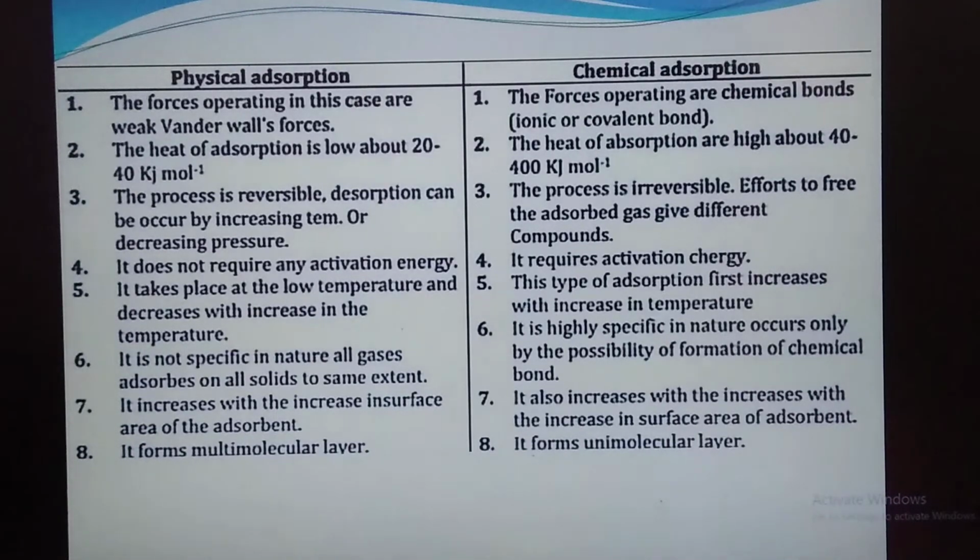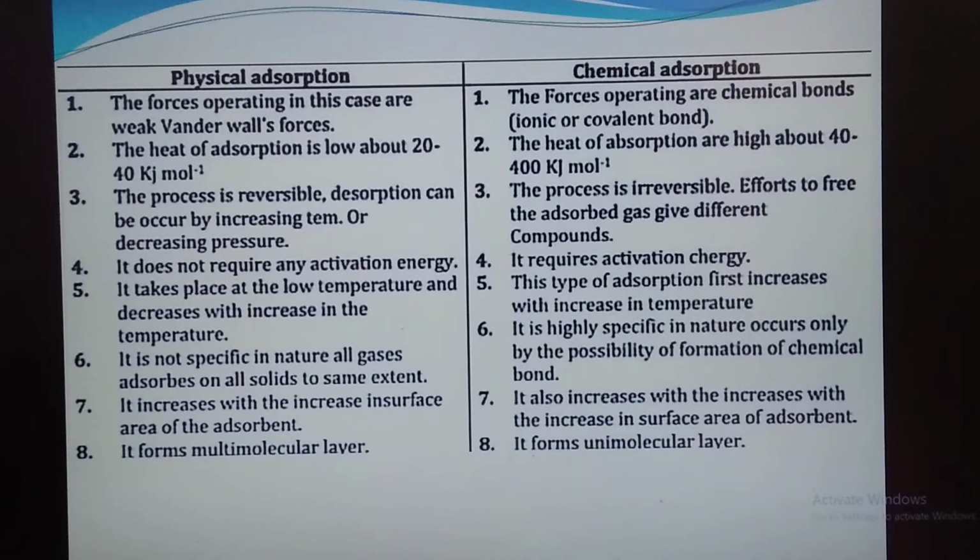It requires some time. No surface compound formation takes place in physical adsorption, because in physical adsorption they are attracted through van der Waals force. But in chemical adsorption, they are attached with a chemical bond, so they form a surface compound. But in physical adsorption, they do not form a surface compound.